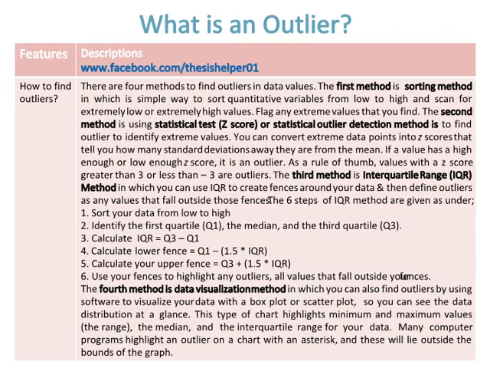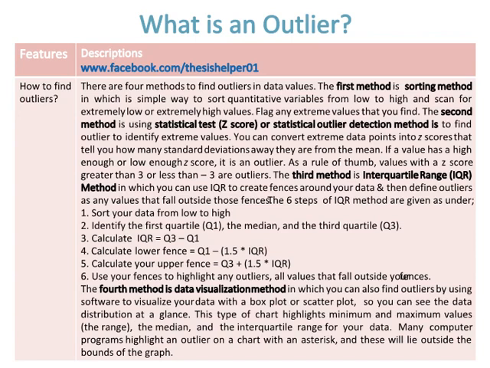The third method is interquartile range, IQR, method, in which you can use IQR to create fences around your data and then define outliers as any values that fall outside those fences. The 6 steps of IQR method are given as under.